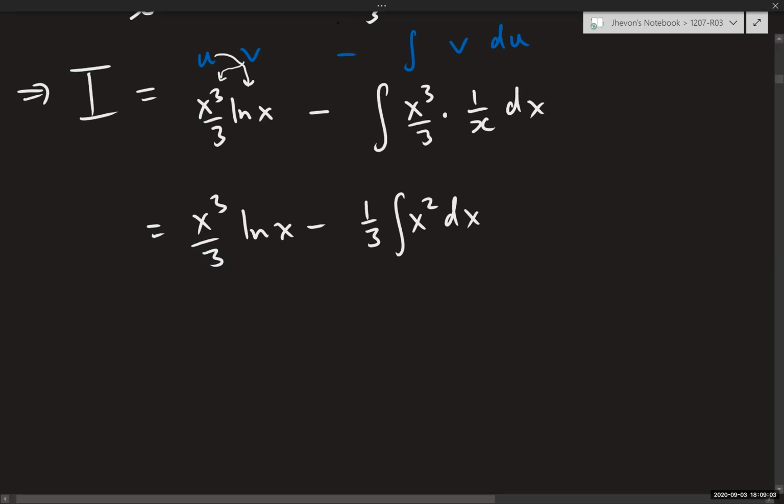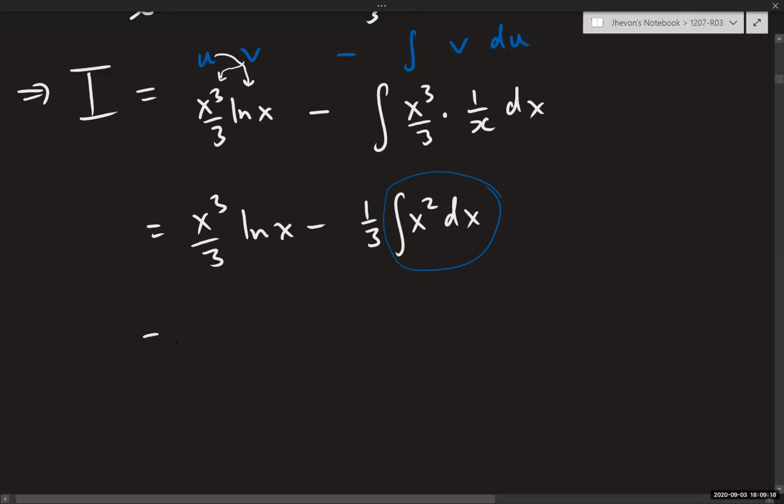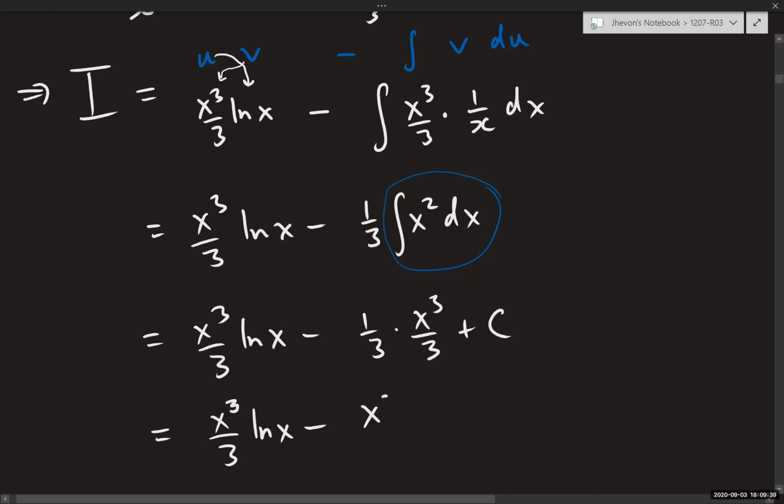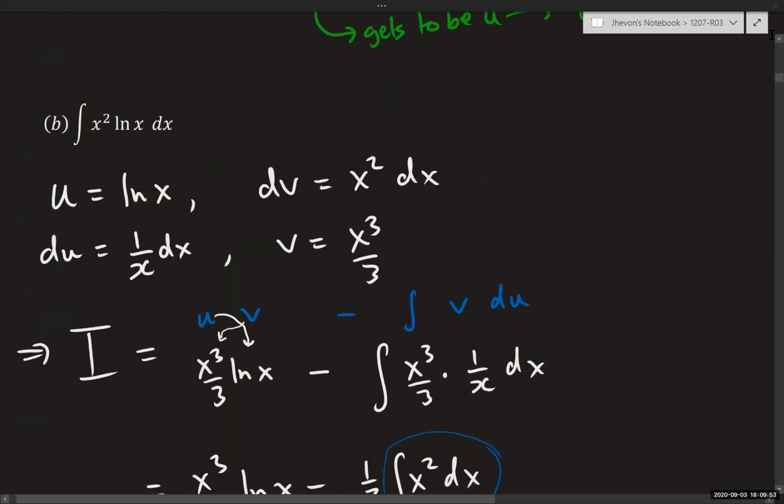So now another integral comes into play. Now what do I do? It's actually a basic rule. It looks like the integral of x to the n, so I'm just going to apply that basic rule. That gives me x cubed over 3 plus c. And so my integral is x cubed over 3 ln x minus x cubed over 9 plus c. And that would be the answer. That's our integral. Questions on that?